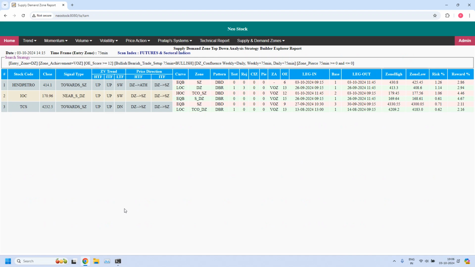Currently all these 3 stocks have LTF, ITF and HTF confluence. That means the 75 minutes zone is part of the daily, and both 75 minutes and daily together are again part of the weekly. In all the 3 stocks, the weekly trend is also an uptrend. If any of these stocks have weekly EMA confluence, it is a high probability setup.